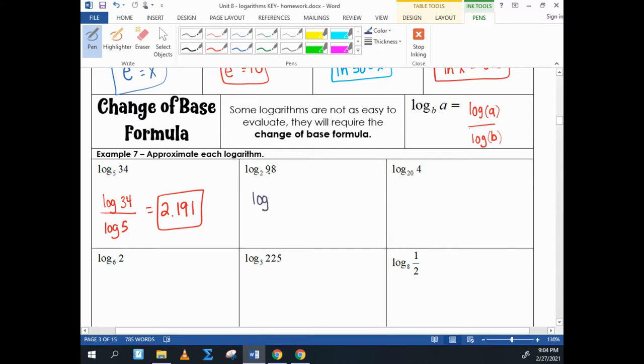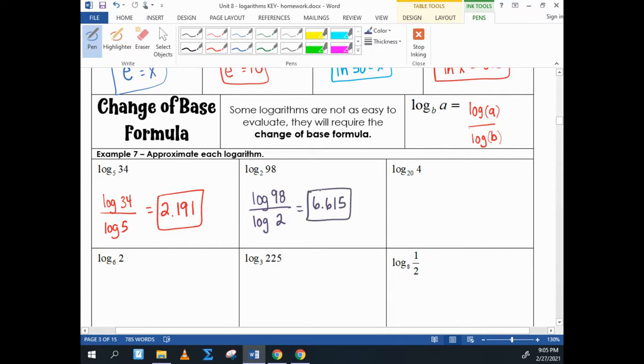So again, you're going to take the log of the higher number, that 98. Always just remember bases go in the bottom, okay? Then you're going to divide it by the log of the base right there, log of 2. So log of 98, close your parentheses, divided by the log of 2, and that gives you 6.615. We'll round to 3 decimal places right there.